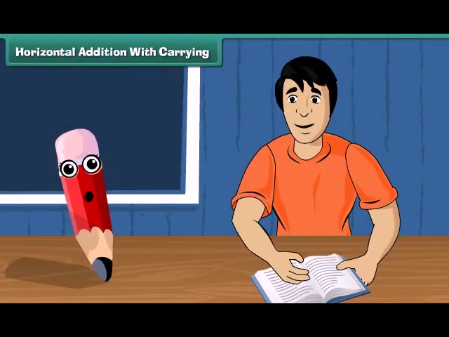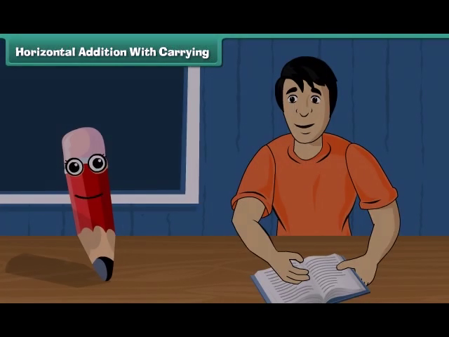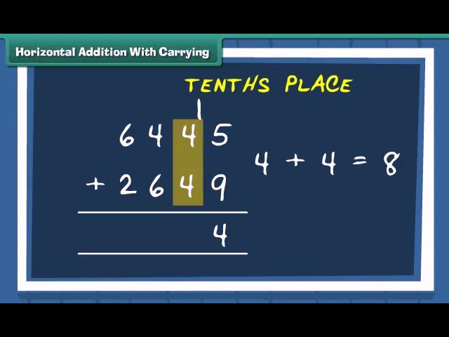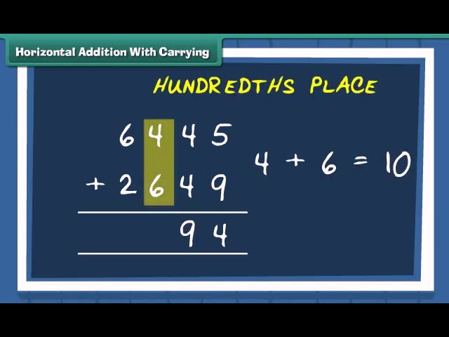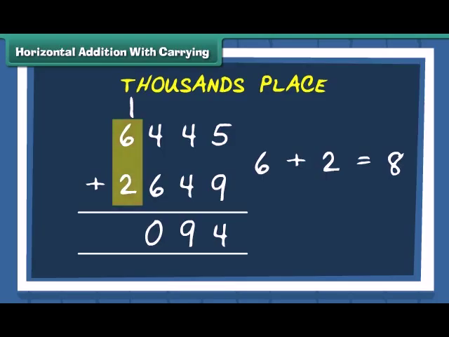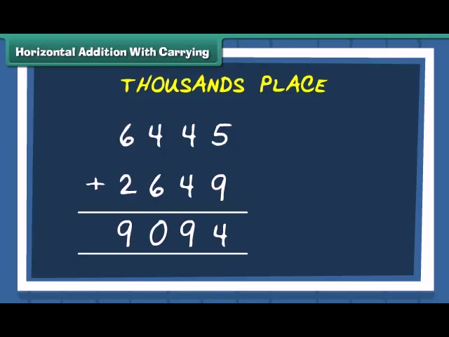Let us practice one more example with a bit of a twist. We have 2 numbers, 6445 and 2649. Add the numbers at ones place. Now carry 1 to the tens place. Add the tens. Then add the numbers at hundreds place. We have 1 number carried on to thousands place. Add thousands to make the right final answer. So, the answer to the problem is 9094.